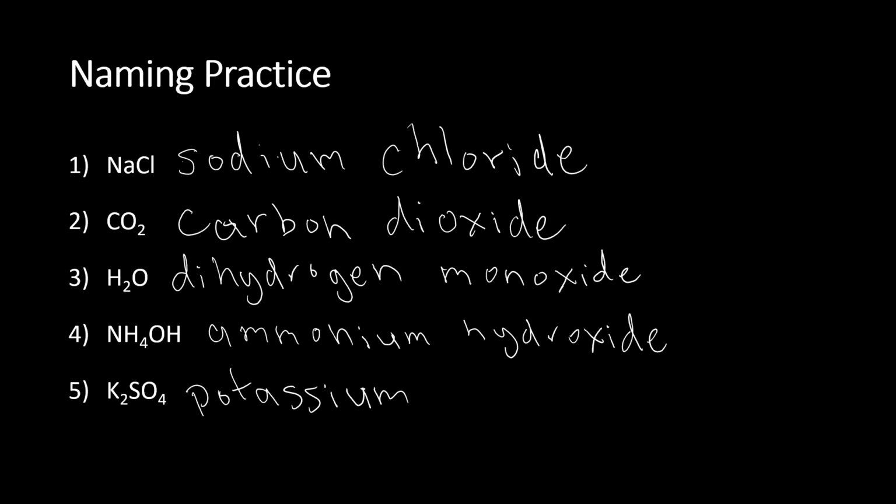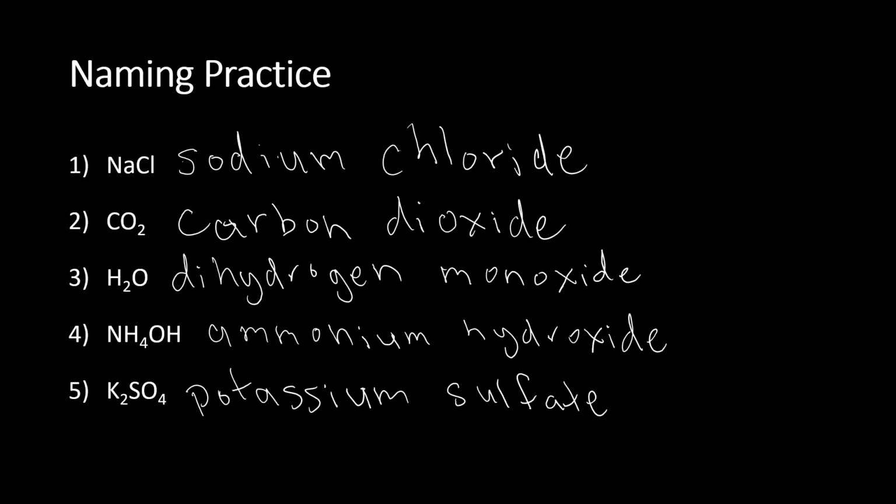So K2SO4, potassium and sulfate are only going to form one type of relationship. They cannot form more than one type of relationship. Okay. So again, this is going to be potassium sulfate because SO4 is sulfate on the polyatomic ions chart.